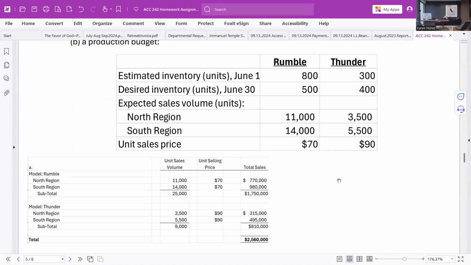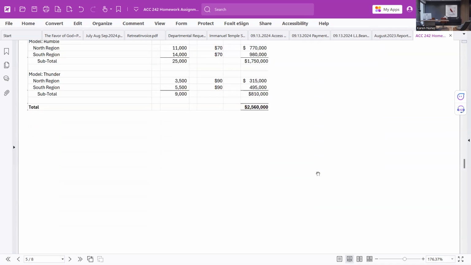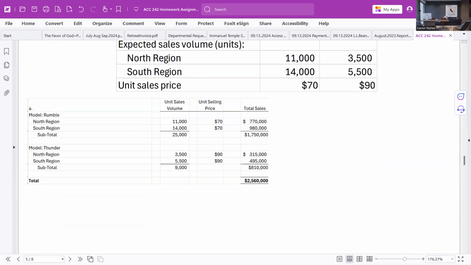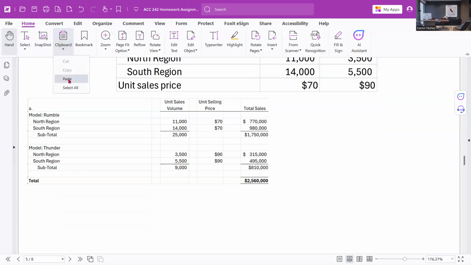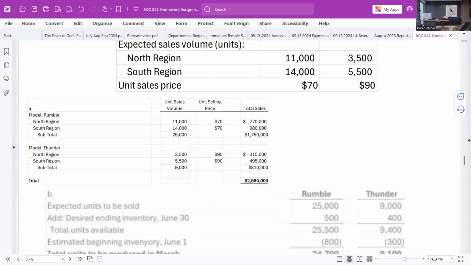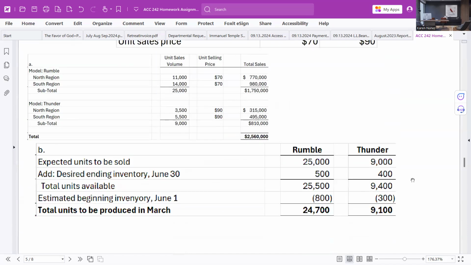And that sales budget is going to feed the production budget, because the production budget is again just a function of what we plan to sell. We plan to sell 25,000 and 9,000. And we have the desired ending inventory and the expected beginning inventory. Put those pieces together and we've got a production budget. So hopefully I have enough room to get everything in here. There's our production budget.